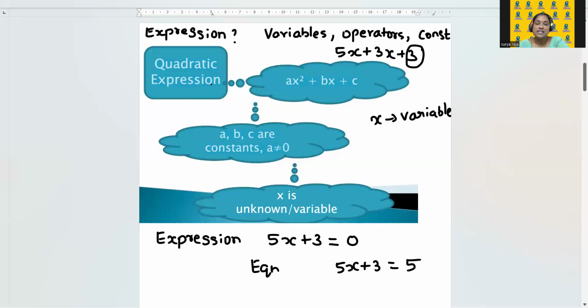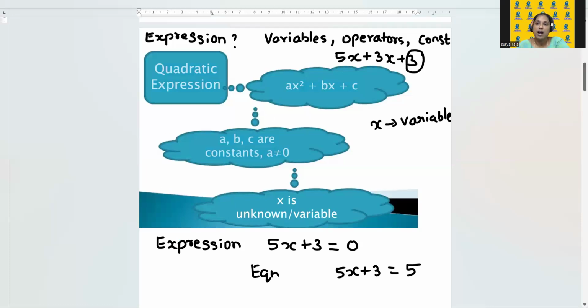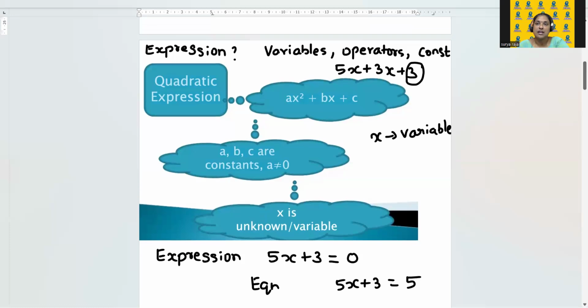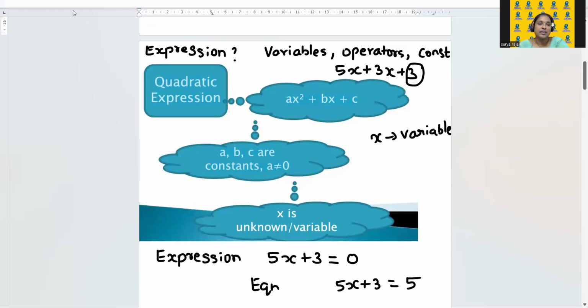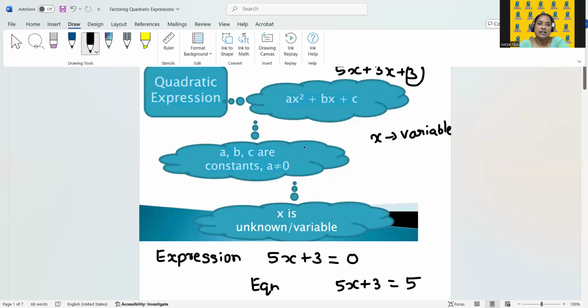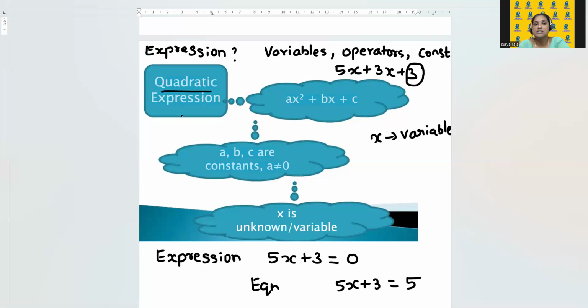Now, let's start with the quadratic expression. So what makes a quadratic expression different? I'll show you. See, this quadratic term is nothing but an expression, right? We have a highest power, right? When I write this expression 5x square plus 3x cube plus 3, what is the highest power here? 3. We call this the degree, the highest power of the expression.